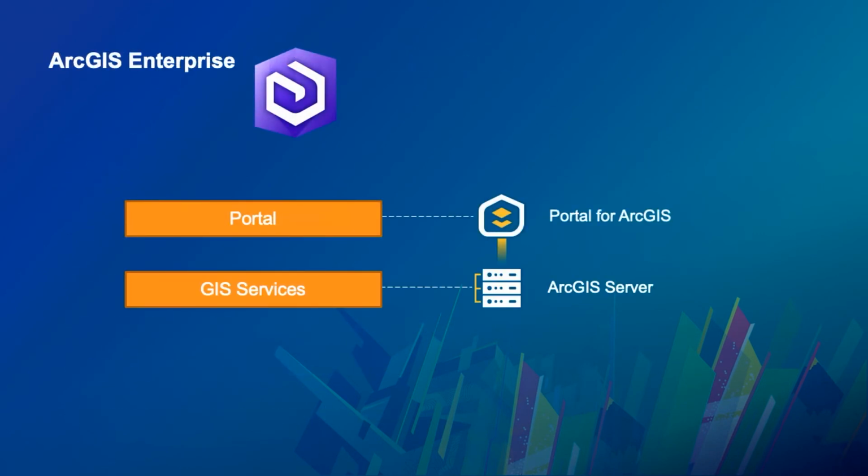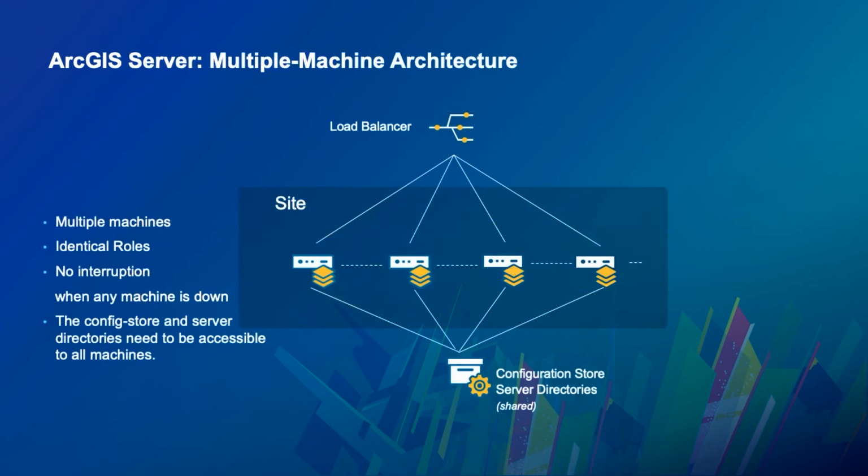Next, let's take a look at ArcGIS Server. Different from portal, right? ArcGIS Server is a multi-machine highly available deployment. It's not just two machines. And all these machines are identical. They are the same from one to the other. There's no difference between them.